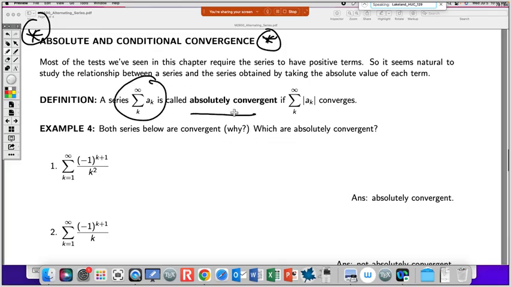So a series is called absolutely convergent if the sum of the series of the absolute values converges. Now notice here, we're taking the absolute values and then adding them up. You follow?